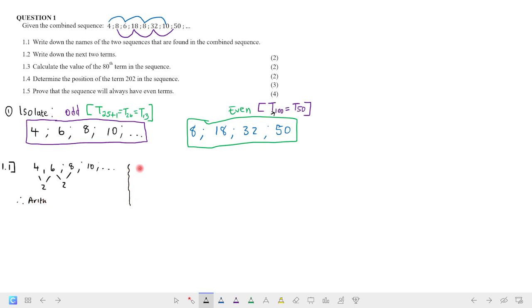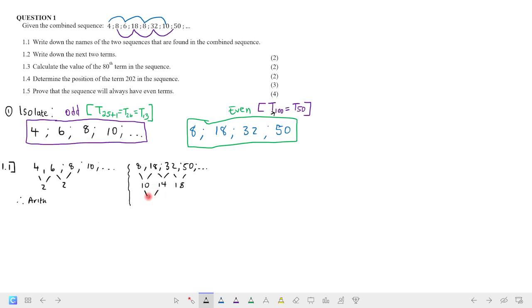Now let's look at the second one. It is 8, 18, 32, 50, and so on. Now let's test this one. Is it arithmetic? Let's see. 18 minus 8 is 10. Now 32 minus 18, that's 14. 50 minus 32, that is 18. Is the first difference common? No.